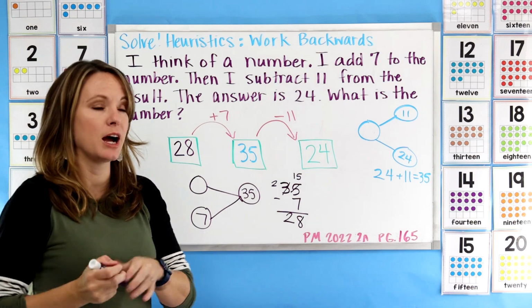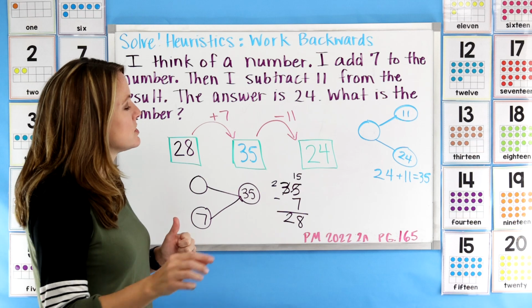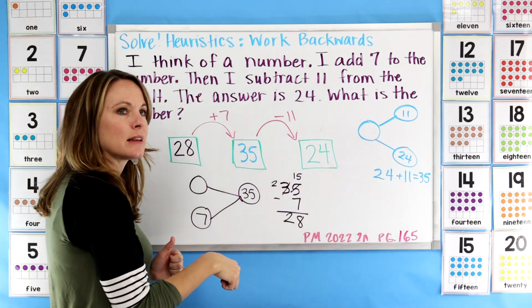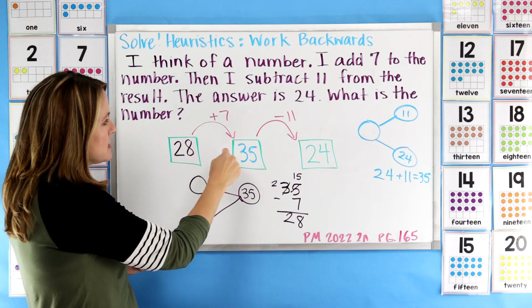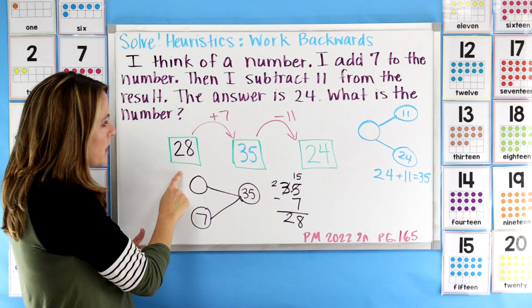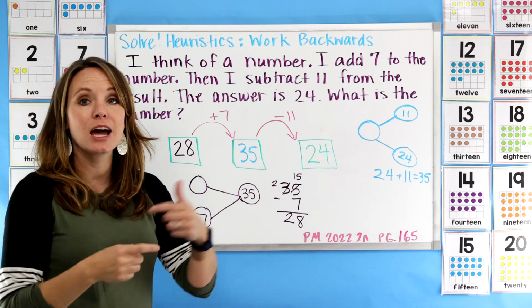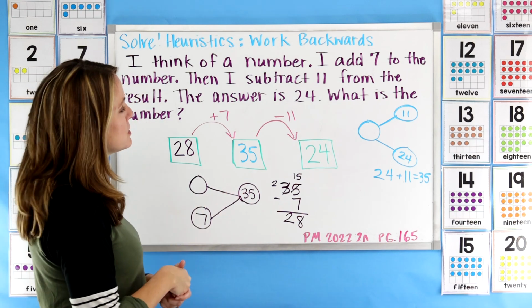Here's what's interesting that I'm noticing. I'm curious if you notice it too. We subtracted 11, but in order to find it, we added. And here we added 7, but in order to find this number working backwards, we subtracted. So in working backwards, we actually did the opposite operation, which is really cool.